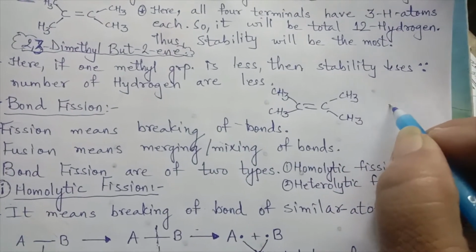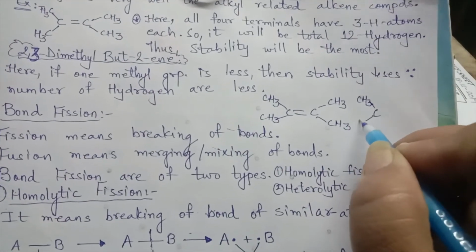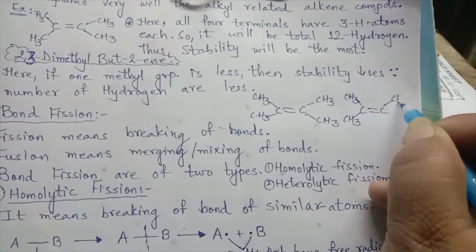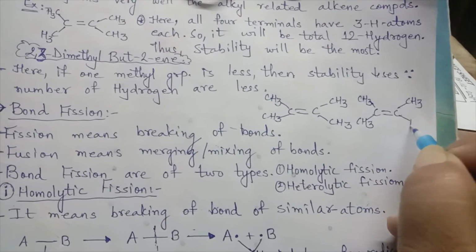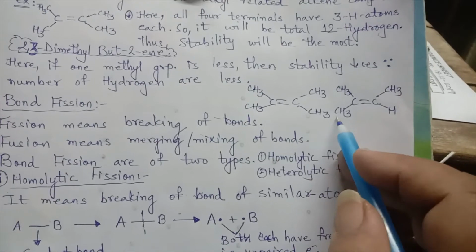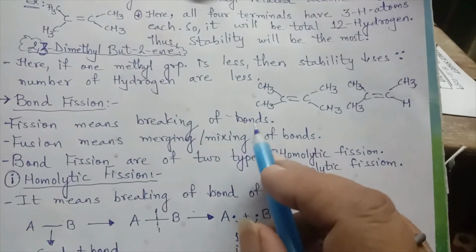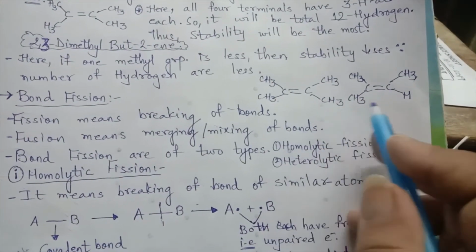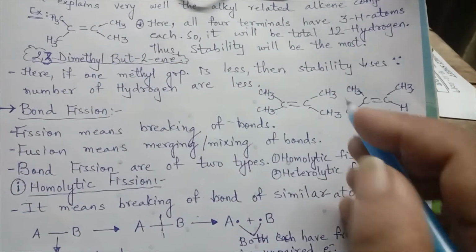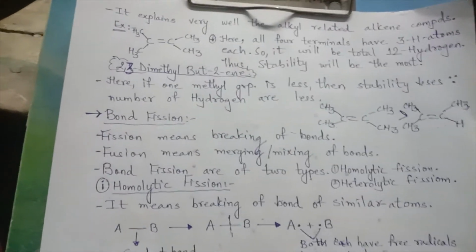Now instead of this, what is said? Suppose one methyl group is replaced. So now instead of this, here it is only H. This methyl is replaced. It means 3, 3, 3, 9 plus 1, 10. 2 hydrogen less than this. Here 12 hydrogen, here 10 hydrogen. 2 hydrogen less. That means only 10 hydrogen. So if we compare stability, then this will be the more stable compound. Clear?